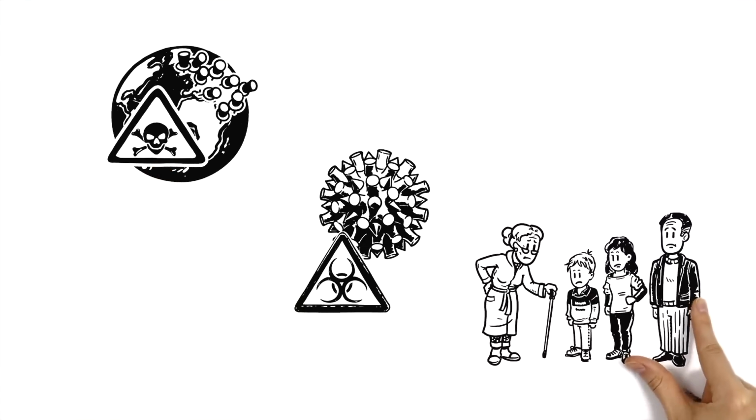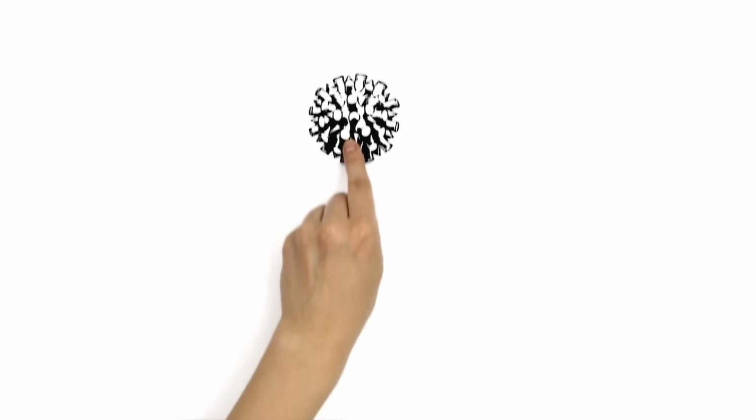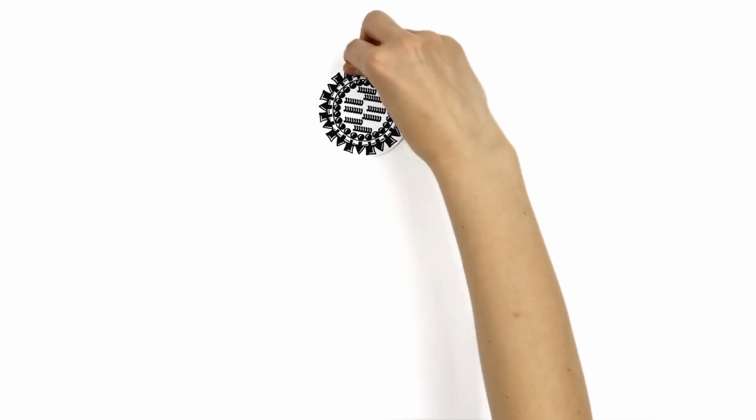Flu is a major infectious disease. Every year, it kills thousands of vulnerable people around the world and affects hundreds of millions more. Flu is caused by what's known as an RNA virus.